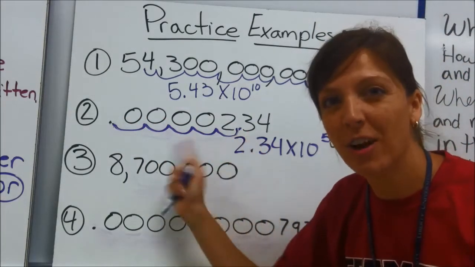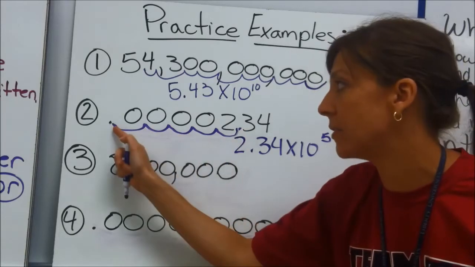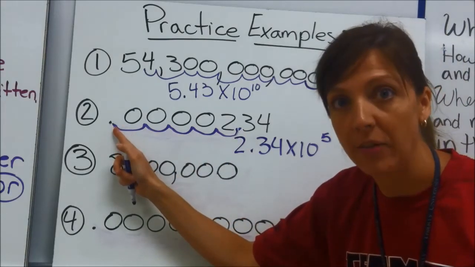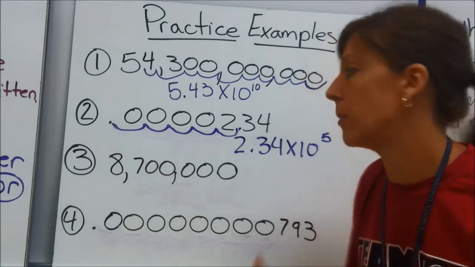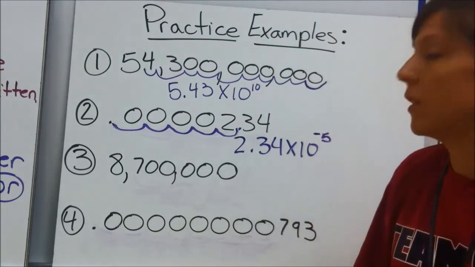And which direction did I have to move the decimal to get back to my original number? I moved it to the left. To the left on a number line are negative numbers, so this is a negative 5.